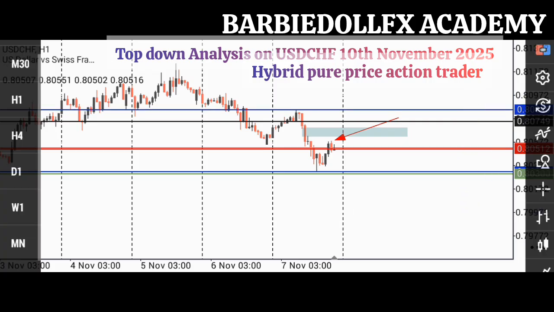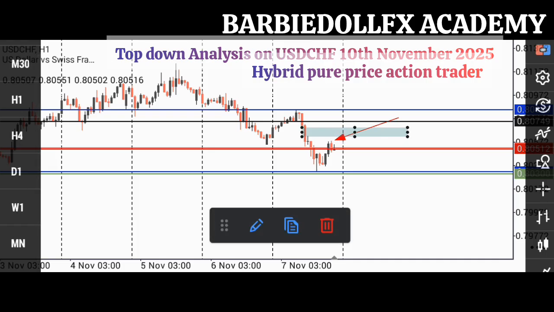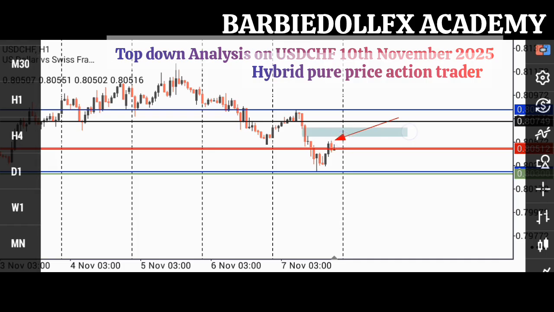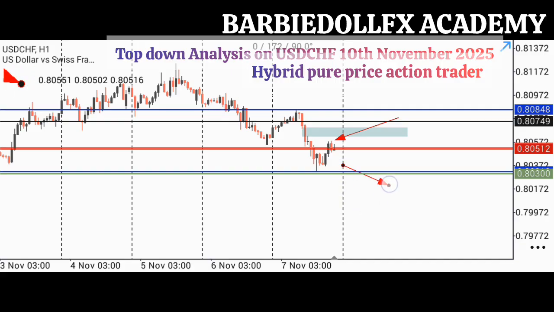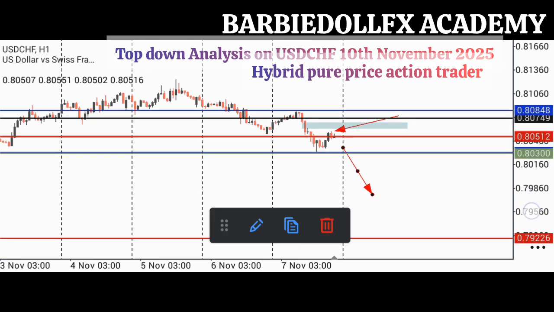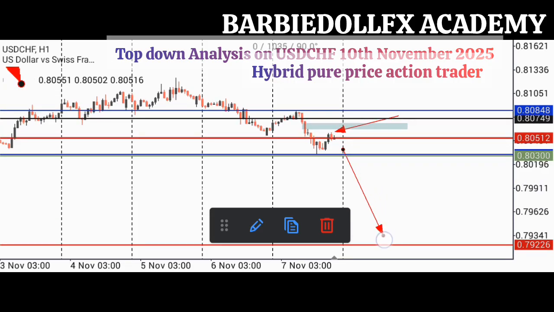If I see a break, let me use my arrow, sorry. Let me get another arrow, it's giving me issues. If I see this place broken and I get a retest around inside this range, I can now sell down towards the previous weekly low, or I can get another target around that area too.